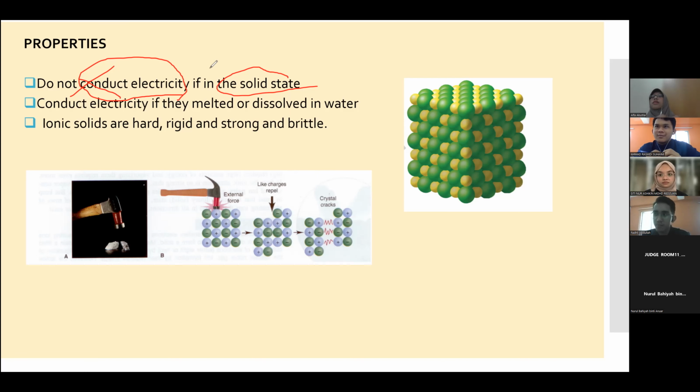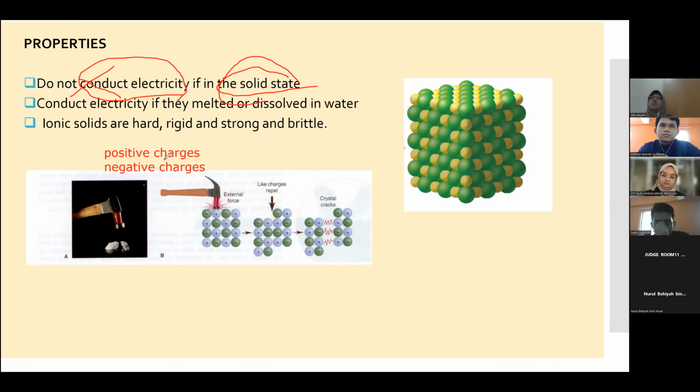Because electricity can happen if there are a positive charge and a negative charge. But in the solid state, the positive and negative charges attract each other to become a neutral charge. So of course there are no conductors. They do not conduct electricity, because the positive and negative charges interact with each other, so there are no free positive or negative charges.